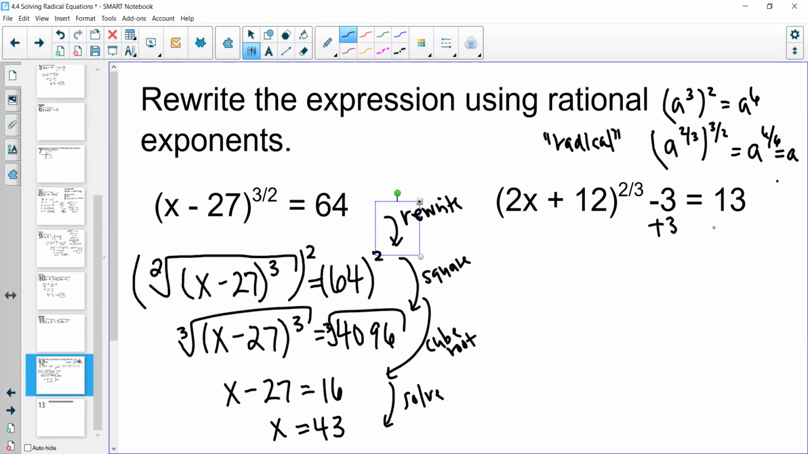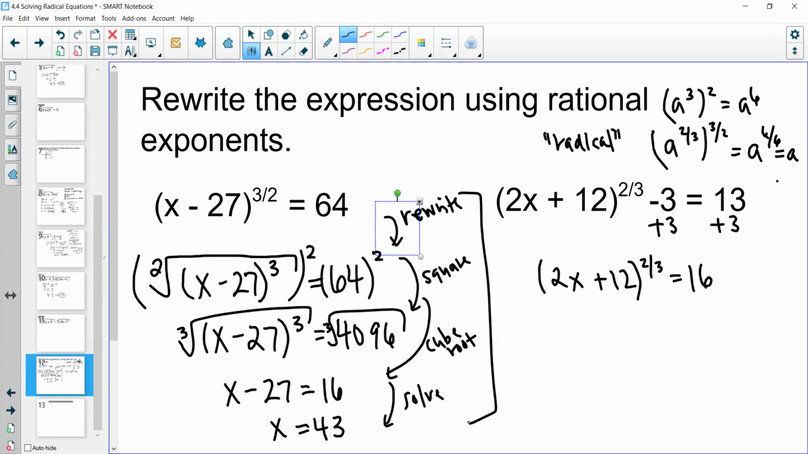So I'm going to start by adding 3 to both sides, and we're going to end up getting (2x + 12) to the power of 2/3 equals 16. Fantastic. Now, again, we can always use this method over here. But what I would recommend doing is putting all of this, I'm going to do it in a different color here just so that we can see the difference, to the power of 3/2.